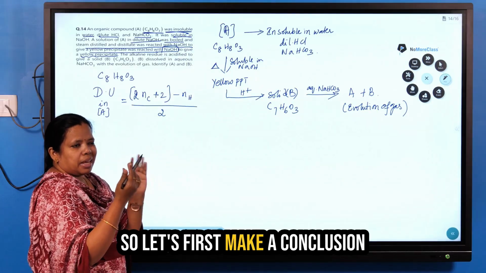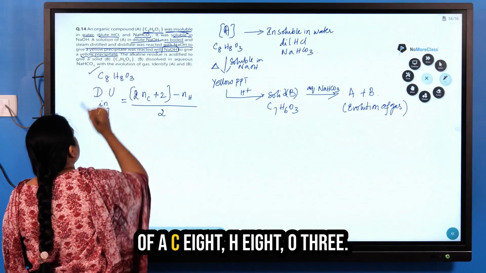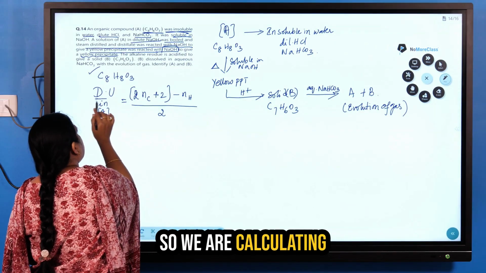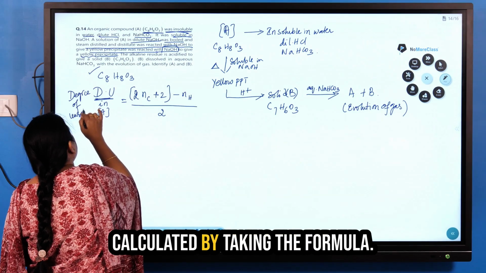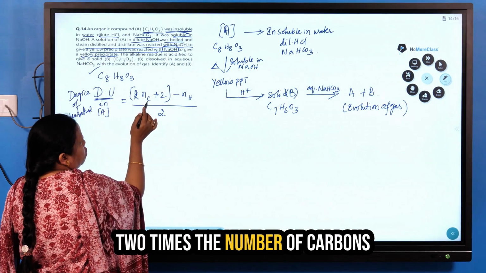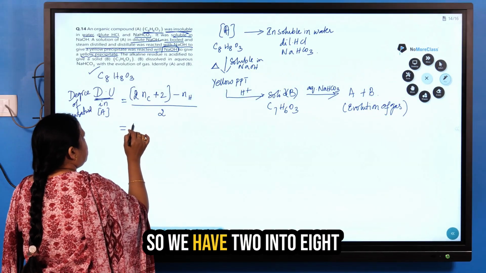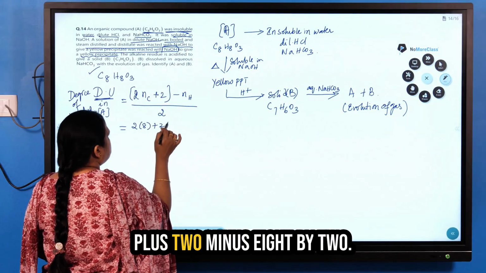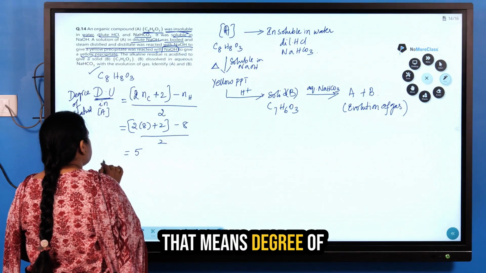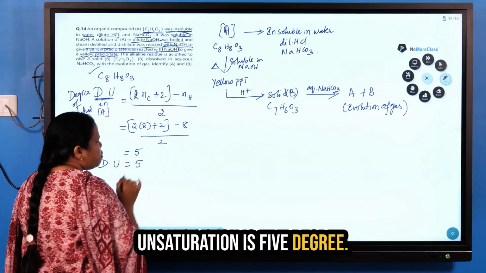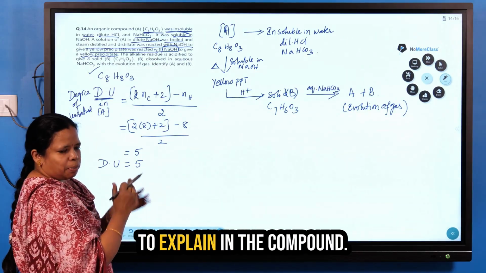So let's first make a conclusion about what could be the structure of A. Let's take the formula of A, C₈H₈O₃, and calculate the degree of unsaturation. The formula is 2 times the number of carbons plus 2 minus the number of hydrogens, divided by 2. So we have 2 into 8 plus 2 minus 8, divided by 2. We get the value 5. That means the degree of unsaturation is 5, a huge unsaturation which we need to explain in the compound.